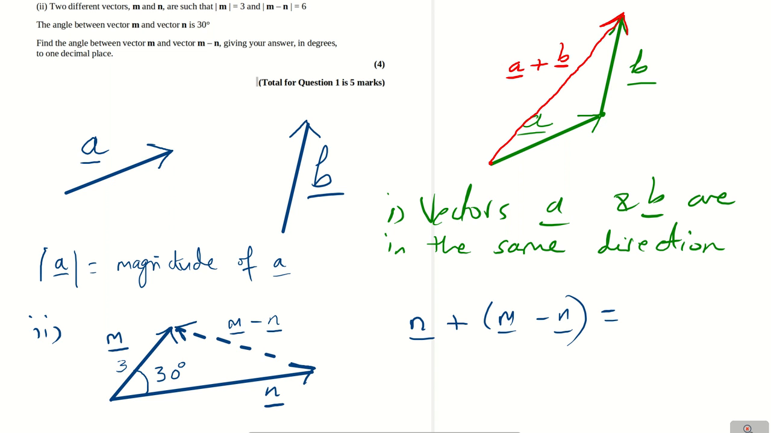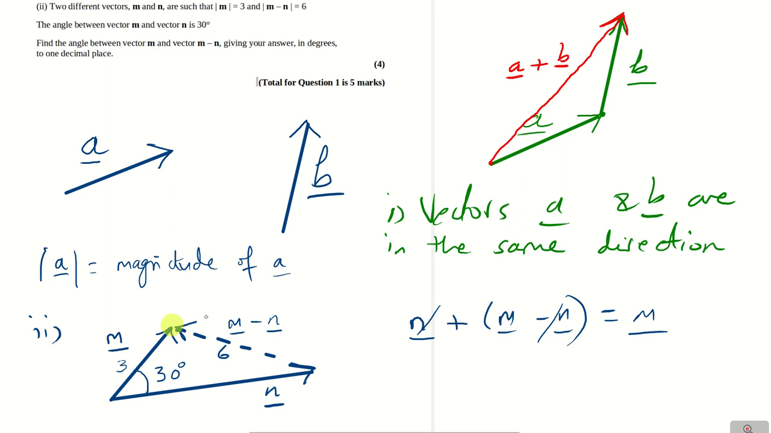Let me highlight it. I get to this point here, which is the same as if I'd just gone along this vector m. And that makes sense because look, n plus m minus n, well, the n's are going to cancel out, so that's just vector m. Okay, so I've just explained to you why the third side of the triangle here is going to be the vector m minus n. But we know the magnitude of that is 6, so in other words, the length of this line on the triangle is 6.